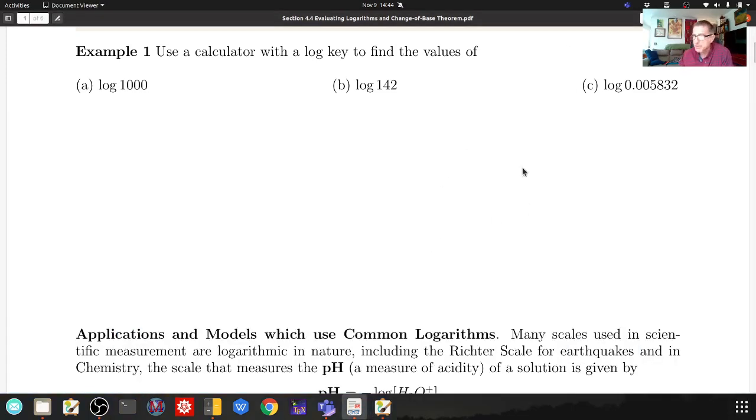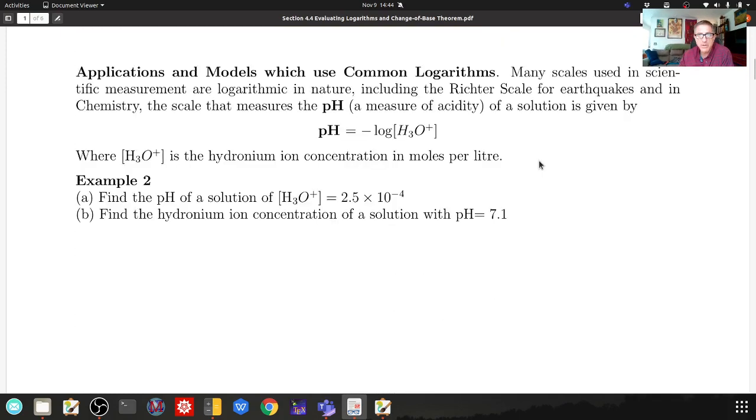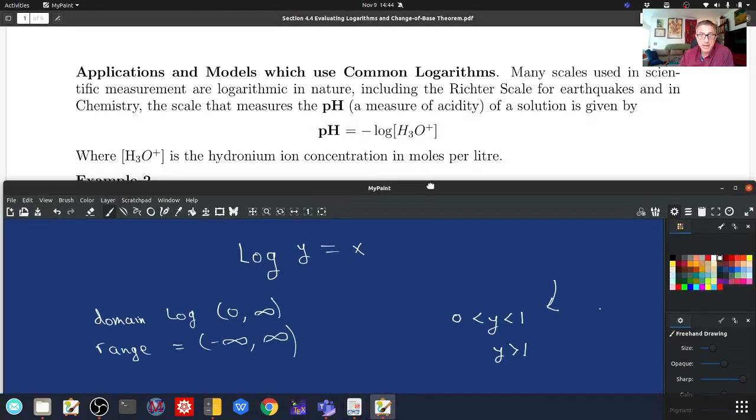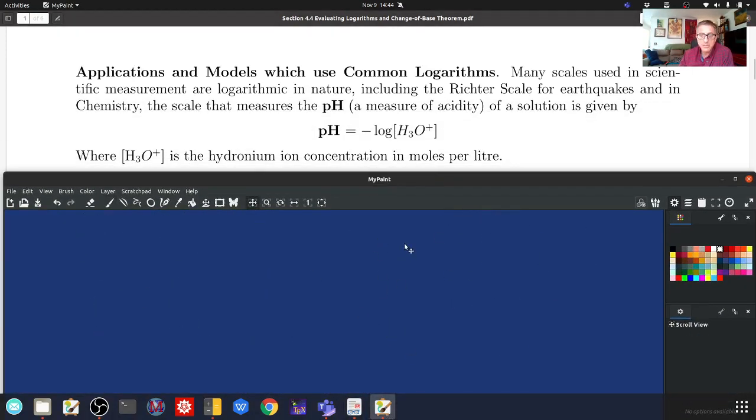So let's look at some applications here. Again, all of these are going to be calculations, common, as a matter of fact, in the sciences. So many scales in science and in nature are logarithmic, including the Richter scale for earthquakes, and in chemistry, the pH of a liquid or a solution. And the pH is a measure of acidity. And this is the formula. If I know the pH, and this will be a number, so we have the formula.